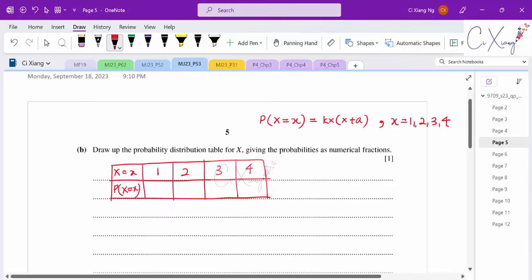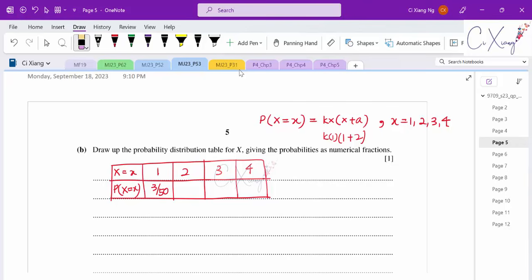Okay, so now substitute x equals 1 into the formula. So I'm having k times 1, and then 1 plus 2. So if you have a look here, you simplify the value. 1 plus 2 is 3. 3 multiplied with k, which is 3 over 50. So the probability for x equals 1 will be 3 over 50.